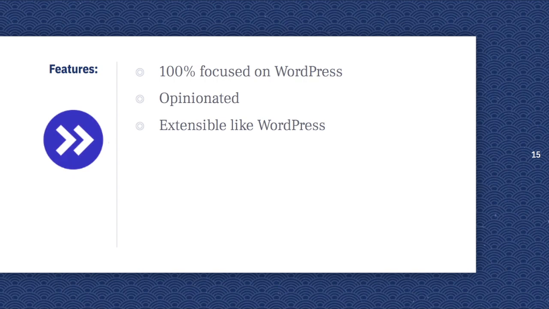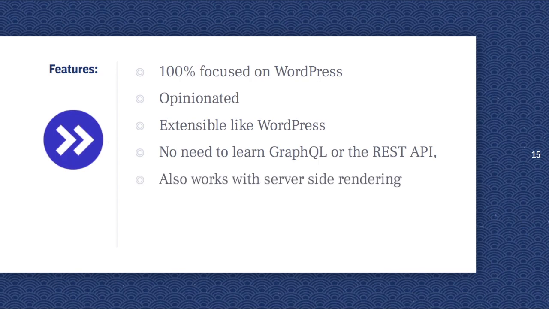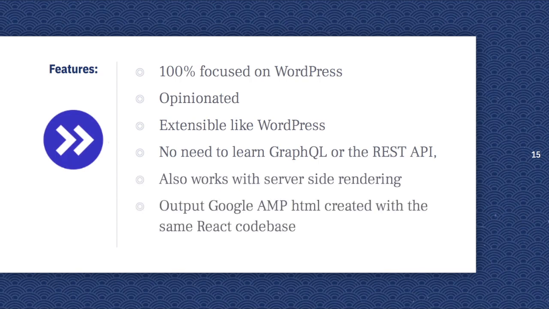It's extensible like WordPress, and themes and extensions can be activated and deactivated without code changes. You don't need to learn GraphQL or the REST API. If you don't have much knowledge of that, you can get the data using the state manager. Also, it works with server-side rendering and it can output Google AMP HTML with the same React codebase. So what are we waiting for, guys? Let's go ahead and install Frontity and see how that works.